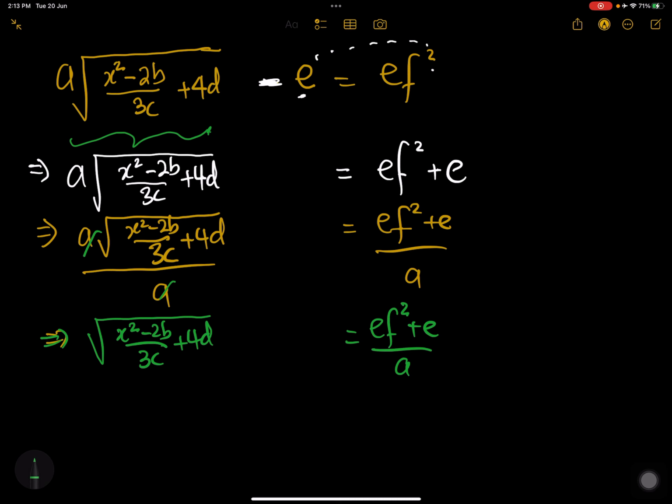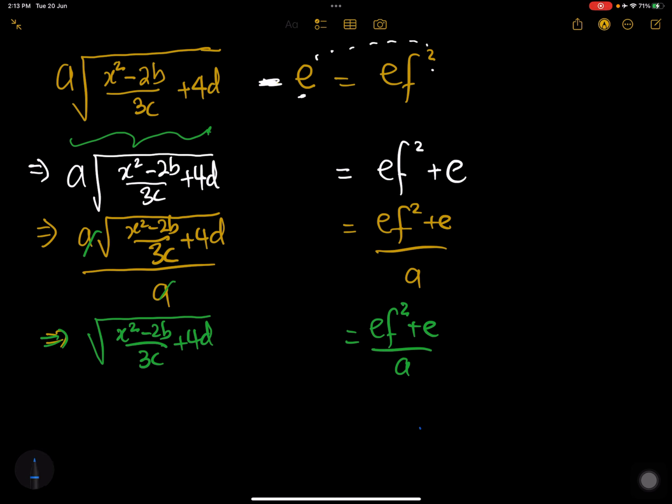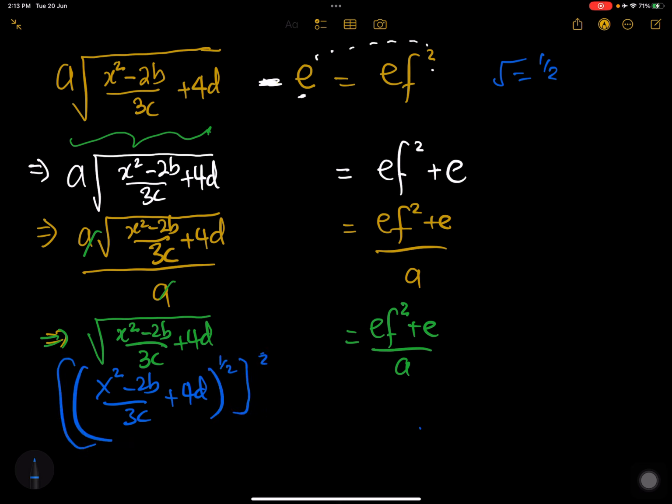Now, the next thing we can do, because our x is under a hat or a canopy, we can eliminate that. How do we do that? We can square both sides. All right, remember, we said that the square root is to the power of half. So squaring both sides, we're going to have x squared minus 2b divided by 3c plus 4d. All right, we have it to the power of half, and then we square both sides.